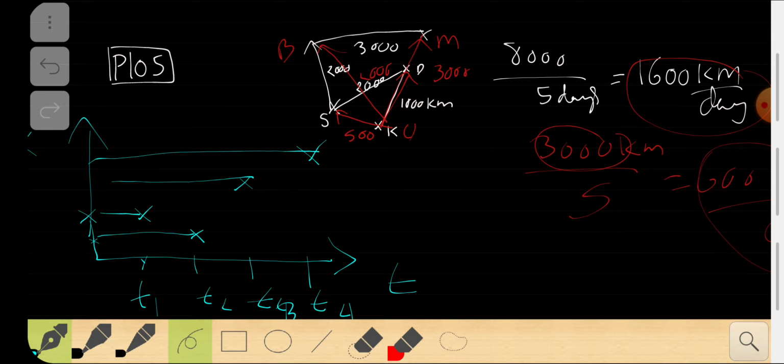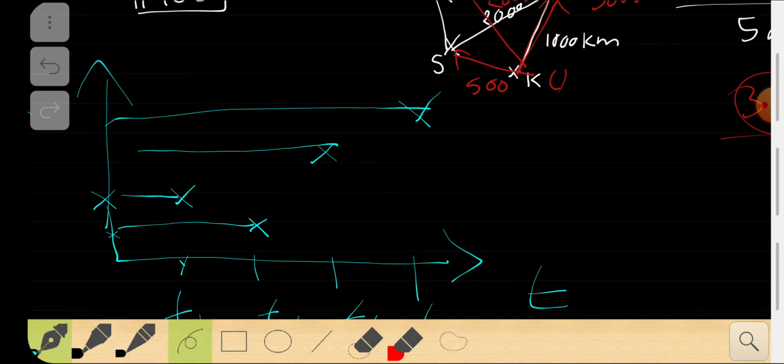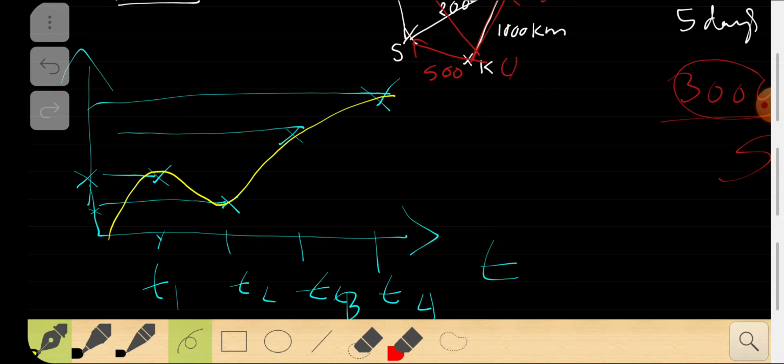Okay, 3000 at T4. So if I connect these points from the origin, I'll get something like this. This is called the displacement versus time plot. If you add up all these displacements, you can get the final displacement. So the final displacement is just 3000 kilometers. That's my final displacement from the origin, which is around here. So this is called the displacement versus time graph.